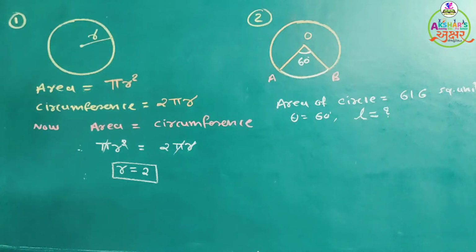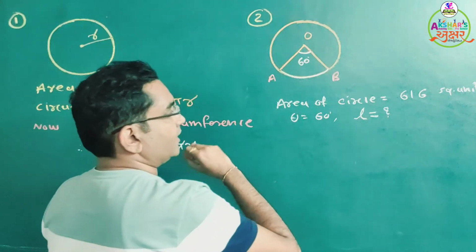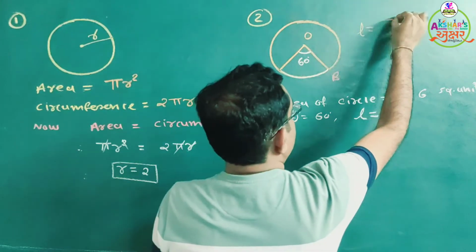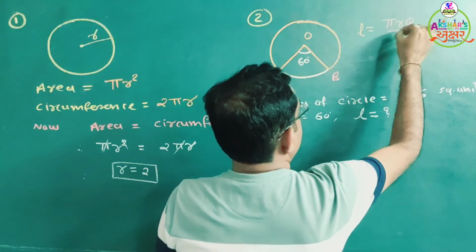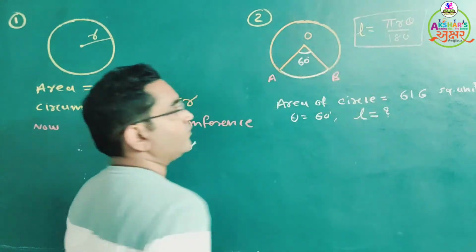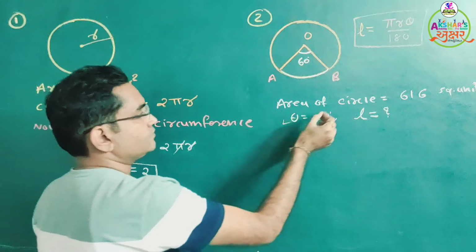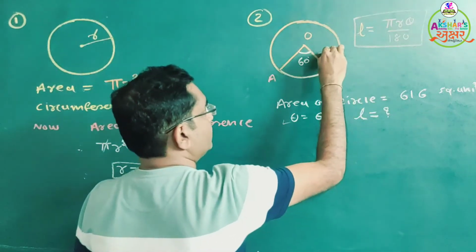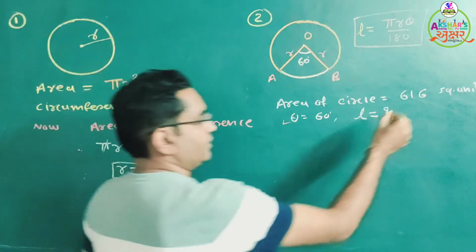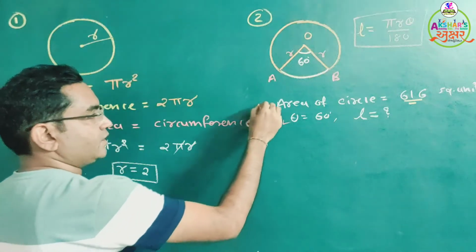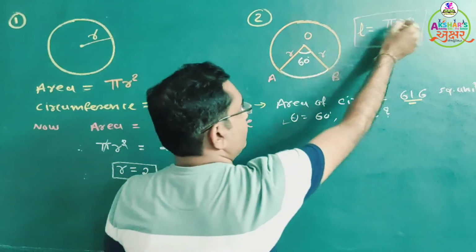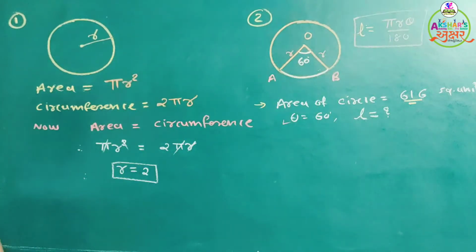Done. So what is the formula to find the length of this minor arc? The length of a minor arc of the circle is given by pi r theta upon 180. Here the value of theta is given, but the value of the radius of the circle is not given, and instead we are given the area of the circle. So by using this area, first we will find the value of the radius r, then by using the values of r and theta we can find the length of this minor arc. This is the logic of this question.